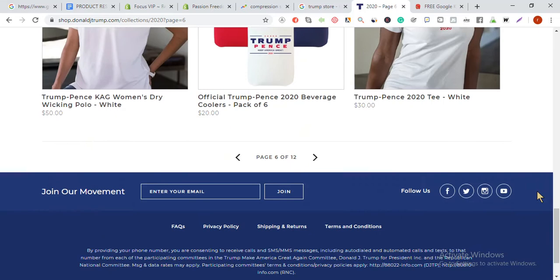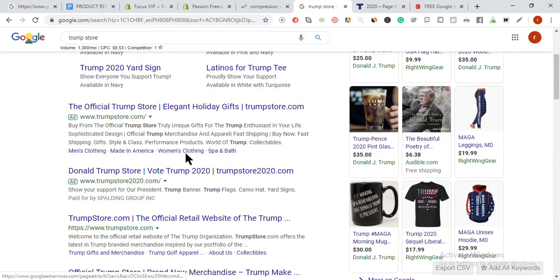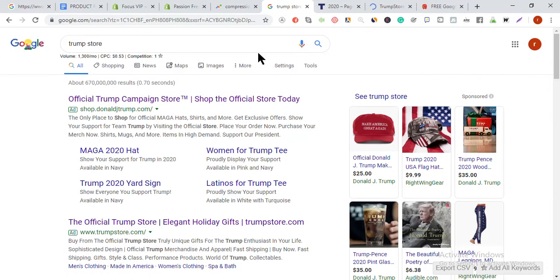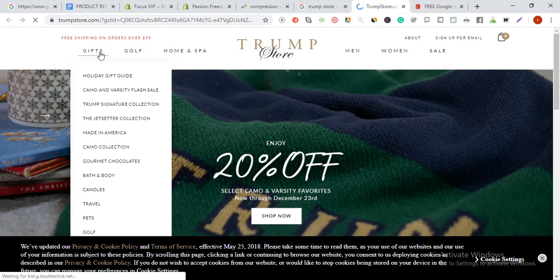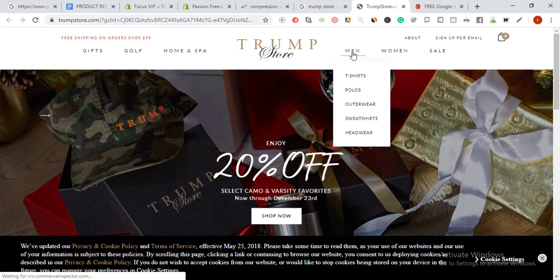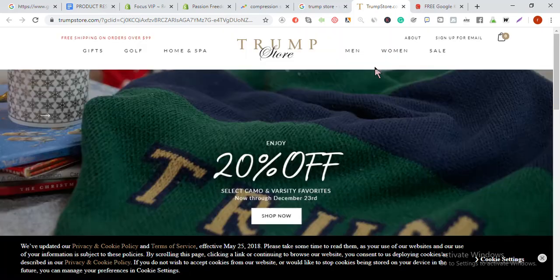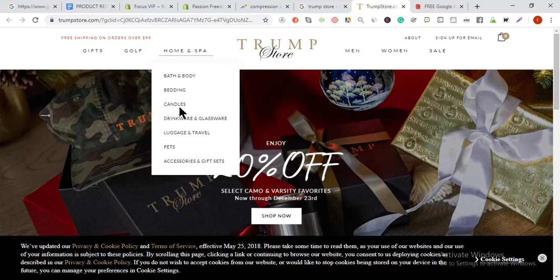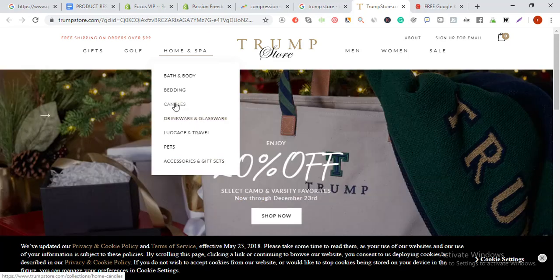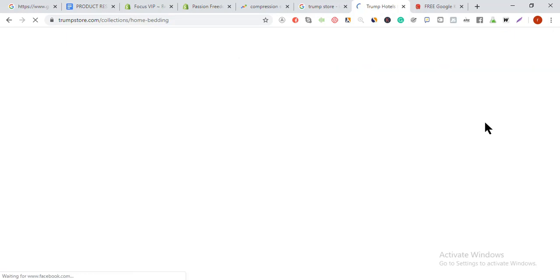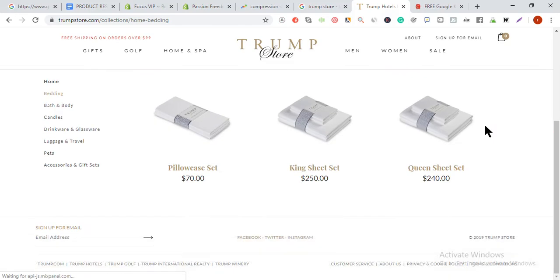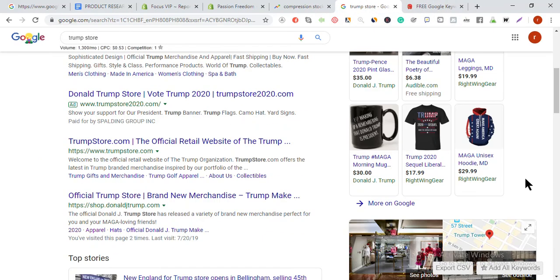Wow. Alright, so those are just one. Maybe this one, Trump store. Okay, let's check. Wow. This is the real store, actually. And they even have these things. The drinkware, the candles, the bedding. Let's check. Alright. Wow. Just the label, right? Yeah, that's funny. But that's how they do it.